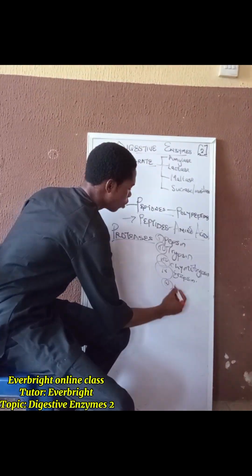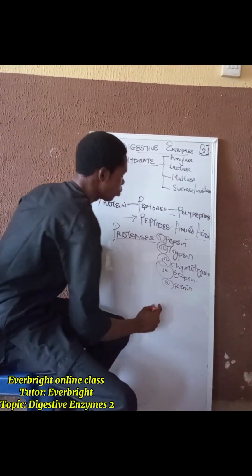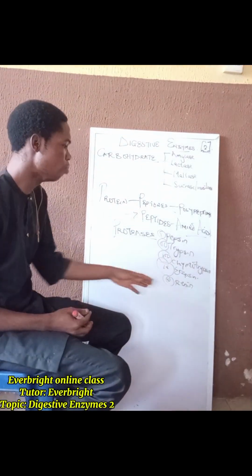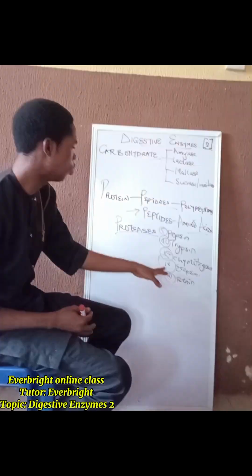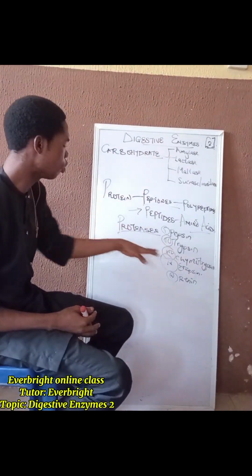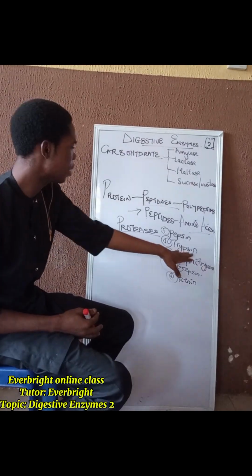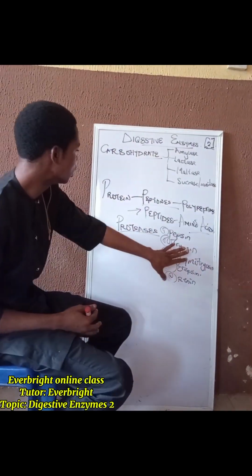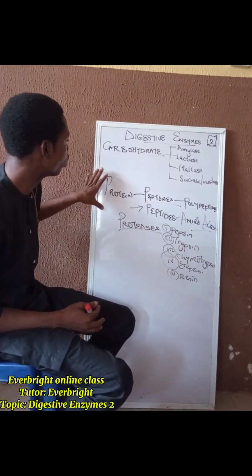We have another one that we call renin, which is responsible for the coagulation of milk. Majorly it works on milk. We have the erepsin, we have the chymotrypsin, we have the trypsin, and we have the pepsin. These are enzymes that react on protein.